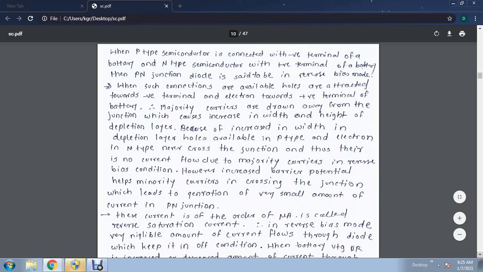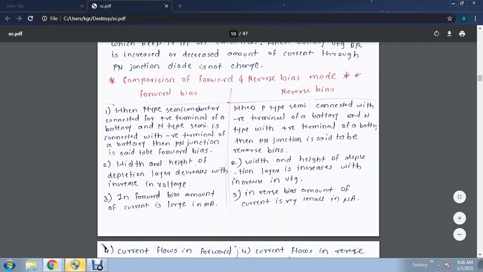In forward bias, the current is available in: A, milliamps; B, microamps; C, both A and B; D, none. Which one is correct? Milliamps is the correct answer. Coming to reverse bias, the current is in terms of microamps, milliamps, nanoamps, or none. Which one is correct? Microamps. In the order of microamps, the depletion region increases in reverse bias.